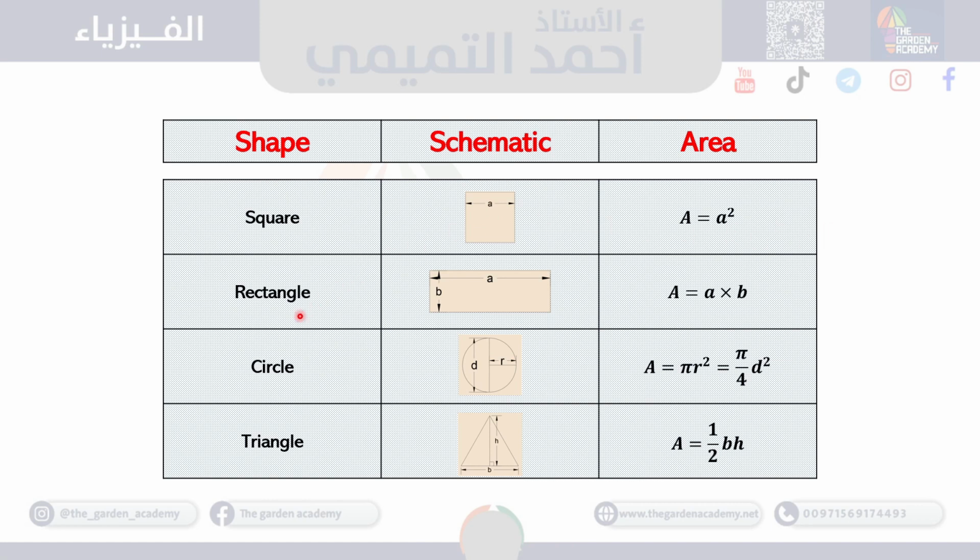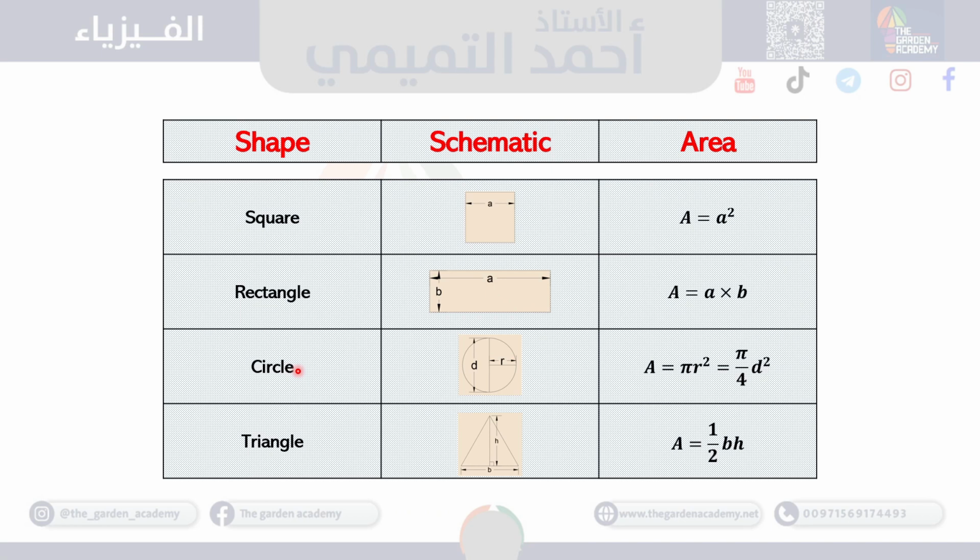Now let's go to a rectangle. A rectangle has two sides, A and B, which are actually the height and the width. If we want to find the area, it's equal to the height multiplied by the width, or A multiplied by B. What about a circle?